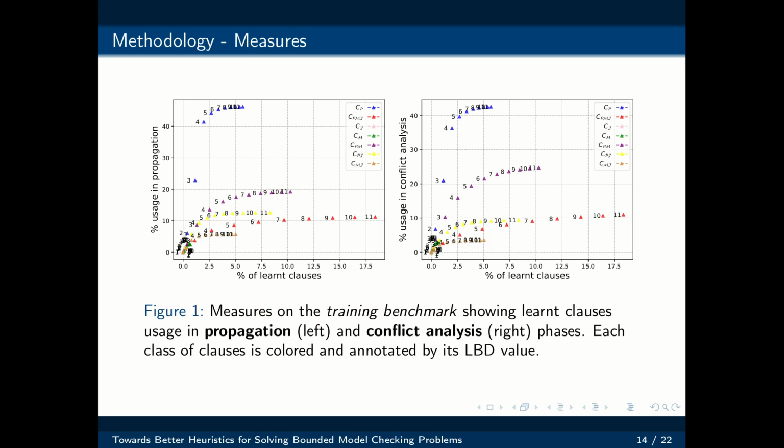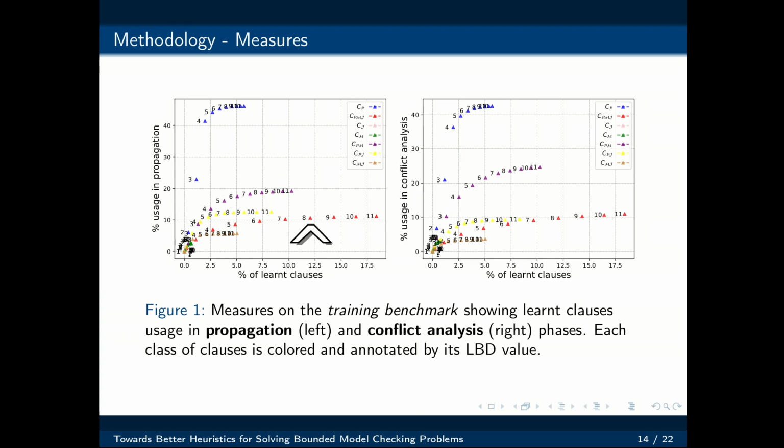The figure shows the usage rate of each class according to the LBD value on both propagation, BCP, on the left side, and the conflict analysis on the right side. The x-axis corresponds to the cumulative mean percentage of learned clauses for the training benchmark, and the y-axis is the cumulative mean usage rate. Each point represents the usage rate of learned clauses of a certain LBD that goes from 1 to 10 for a given class, which is colored differently.